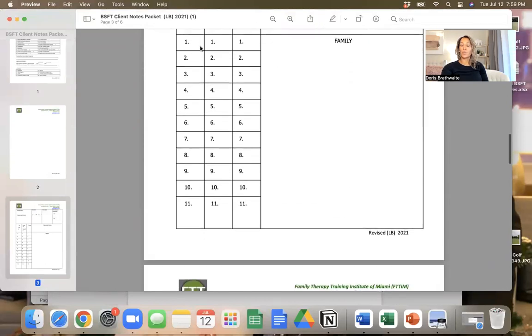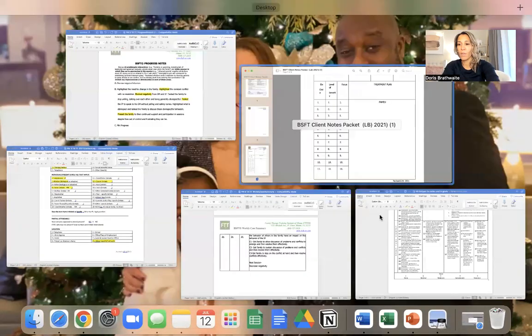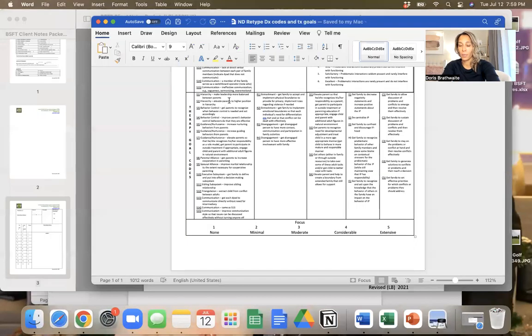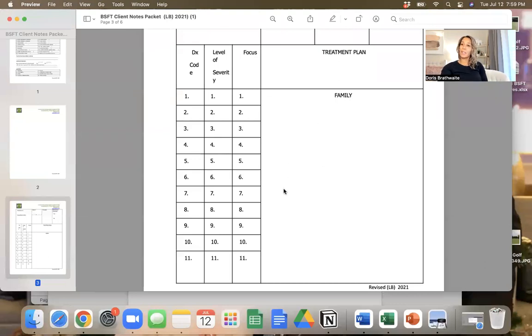So after you fill in the numeric portion of the diagnostic code, level of severity and focus, you will then use the wording of those diagnostics here. And you're going to list out the entire treatment plan. So if you diagnose this family with 11 diagnostics, you're going to put all 11 here. You're not going to work on them every week, which is why the focus is there. The focus will tell me what you worked on.